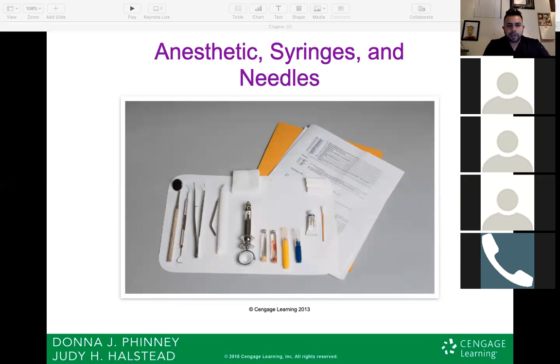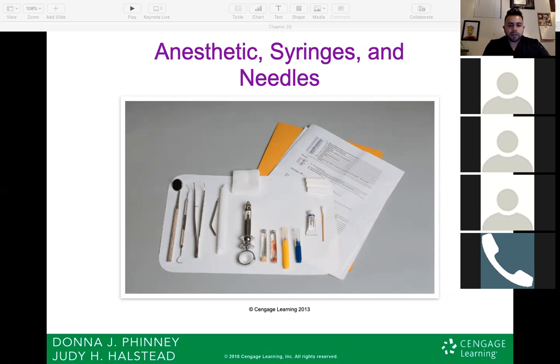So here we're looking at the setup for numbing or local anesthetic. First, you're going to need the patient's health history. That's what you see in the back there, first and foremost, because if they have some type of heart condition, we want to make sure that we know that because there are different anesthetics that need to be used for different scenarios.